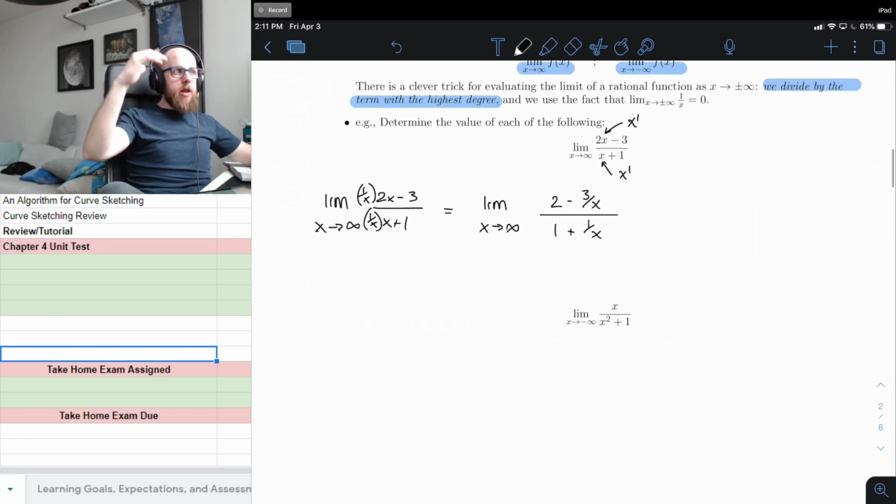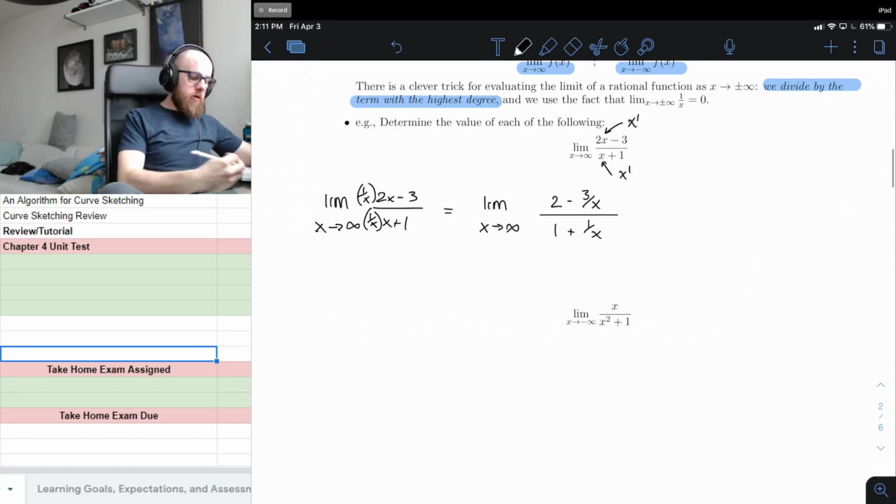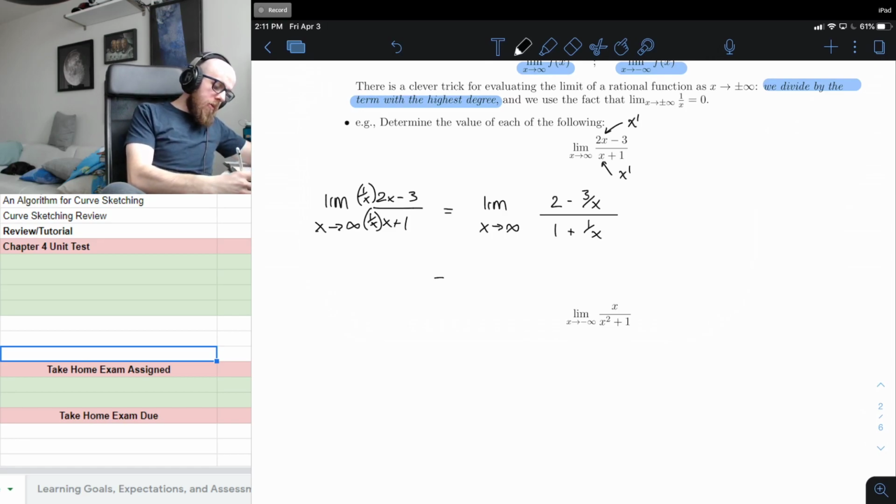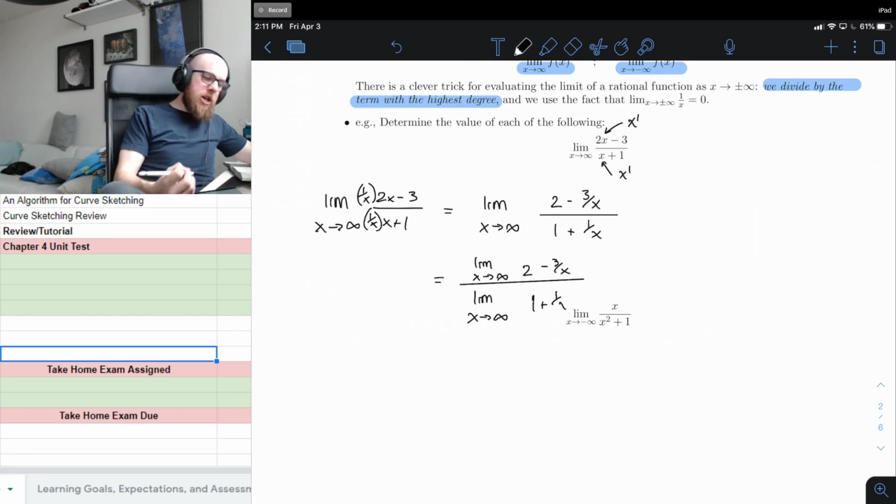I'm dividing one thing by another thing. So what I can do is imagine this as taking the limit of my numerator, 2 minus 3 over x, and dividing it by the limit of my denominator. Okay, so these are all the rules that we learned back in chapter 1, right?